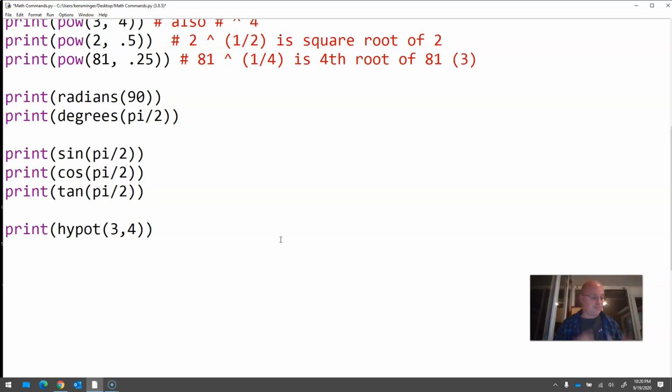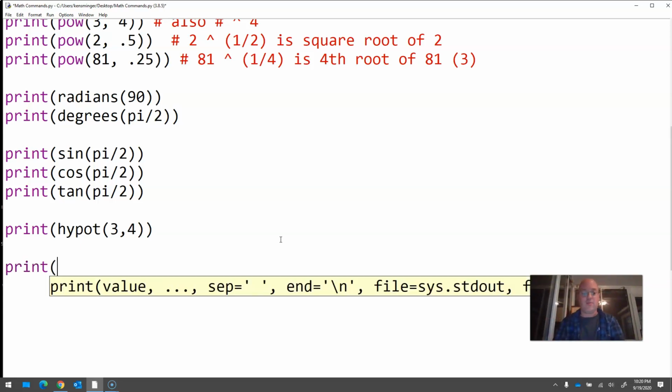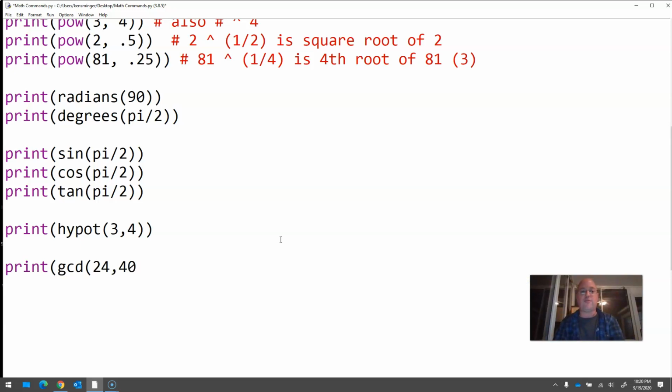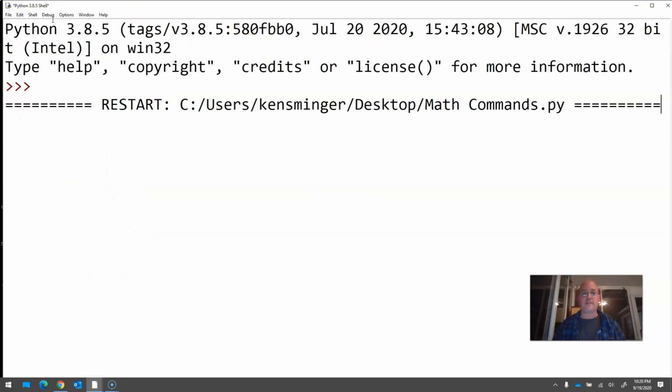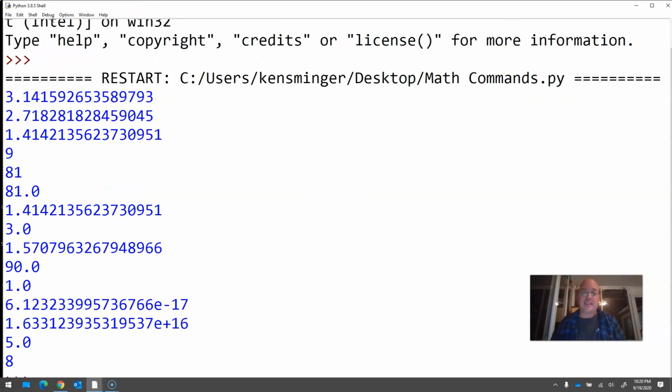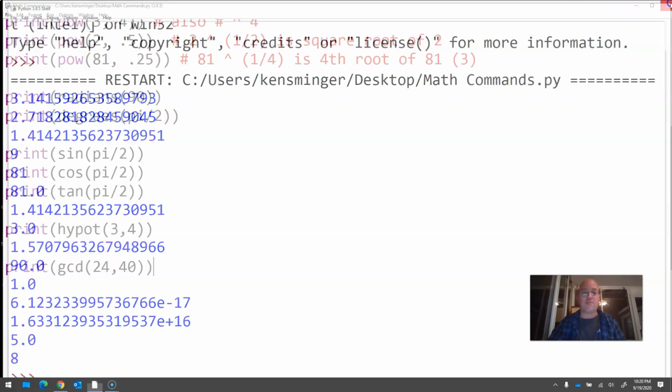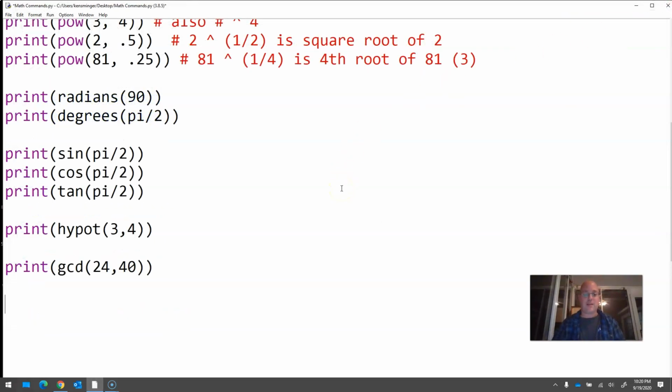Besides hypotenuse, what else? How about greatest common divisor, GCD? What is the GCD of 24 and 40? What's the biggest number that goes into both 24 and 40? 8. 8's the biggest number that goes into both 24 and 40.